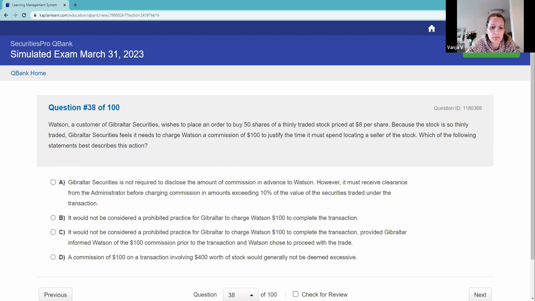It would not be considered a prohibited practice to charge to complete the transaction, provided Gibraltar informed Watson of the $100 commission prior to the transaction, and he chose to proceed with the trade. A commission of $100 on a trading transaction involving $400 worth of stock would generally not be deemed excessive. They have to let him know, and they actually can charge more because of the type of transaction they're doing. And if he agrees, they're fine. So I'm going to go with C. You are correct. Excellent. Good job.